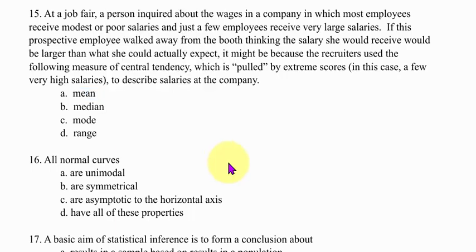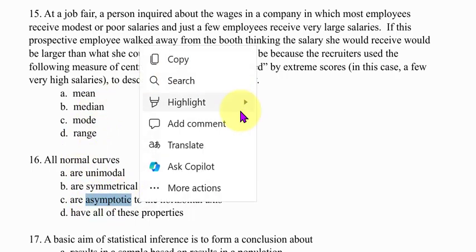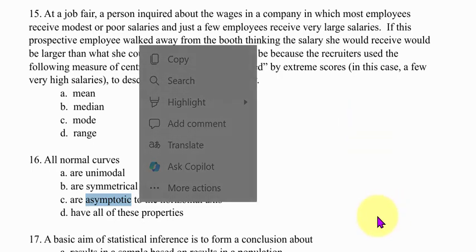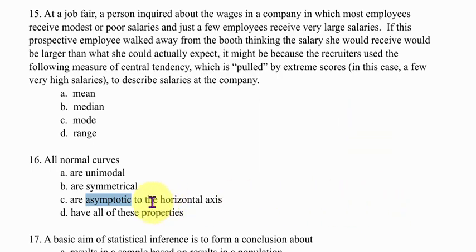Number 16. So the normal curve, the bell curve, they're unimodal. It means they've got one hump. They're symmetrical, and they are, right? If you cut a line right down the middle, it would be a mirror reflection on both sides. Asymptotic, all that means is that the curve will approach the x-axis but never touch it. That is a calculus term, and that is true. So all of these are true. Okay, so that's my answer here.